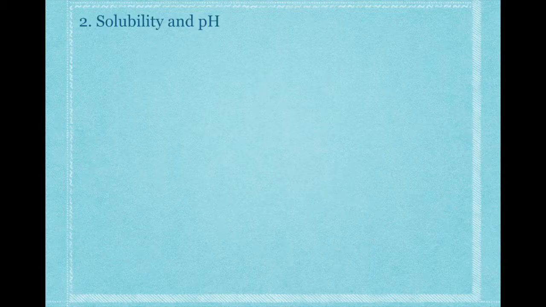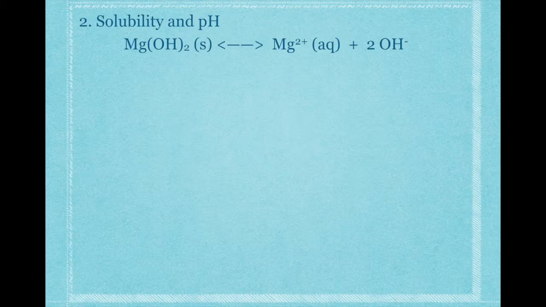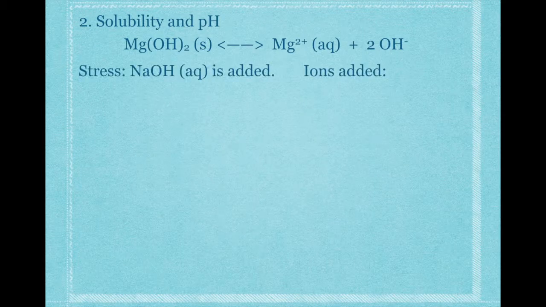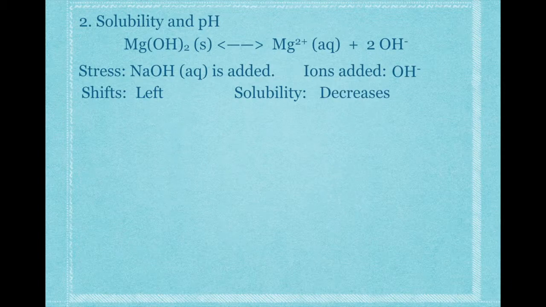The second factor is pH. If we look at, for example, magnesium hydroxide dissociating into its ions, and I add sodium hydroxide, in your mind you should be thinking this is basically a common ion effect problem. Hydroxide is what's being added, so the hydroxide ions in my products increase, which means I'm going to shift to the left. If I shift to the left, the solubility of magnesium hydroxide is going to decrease. This seems like I just repeated myself from the previous section. However, what I'm talking about is pH.